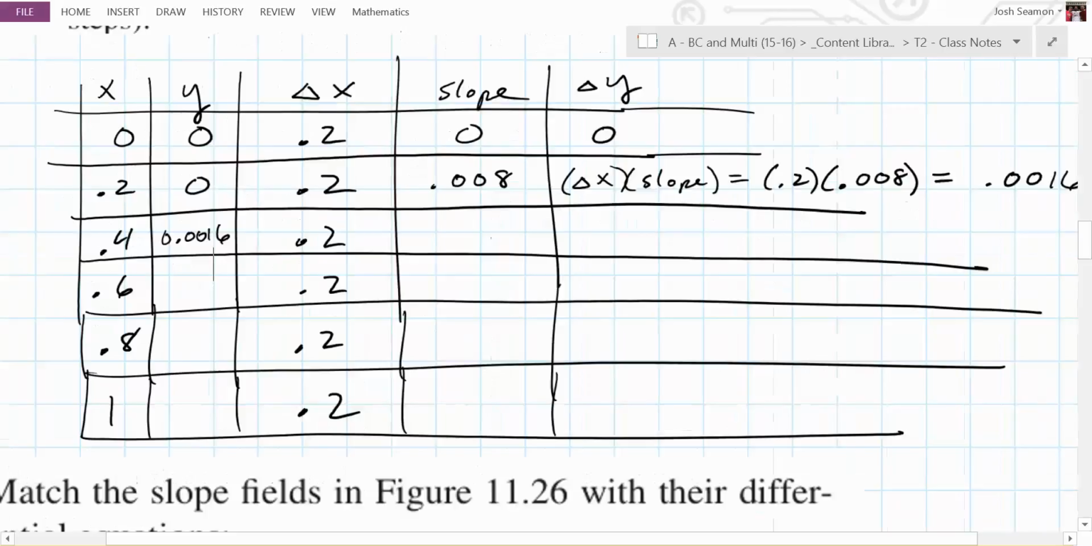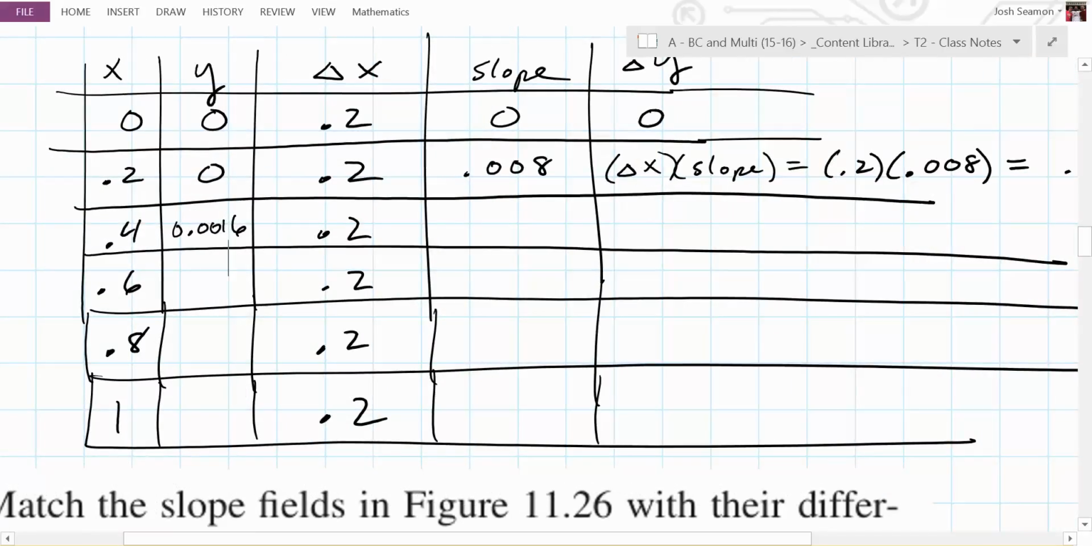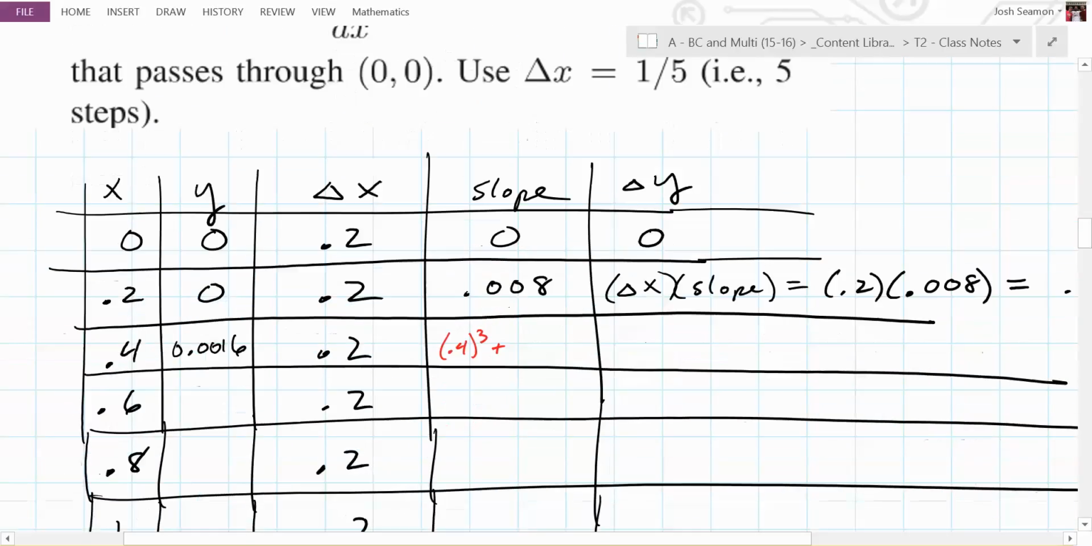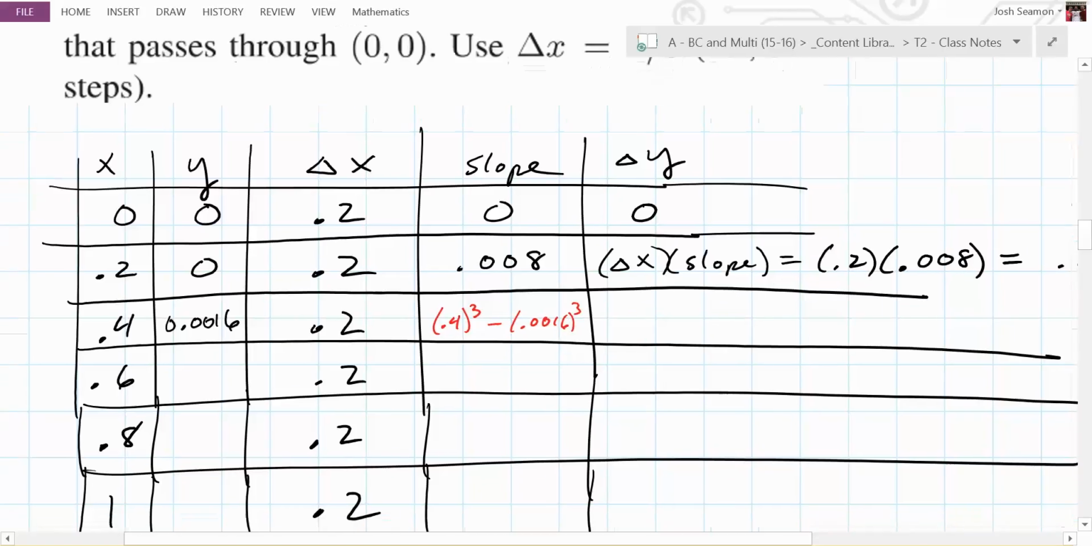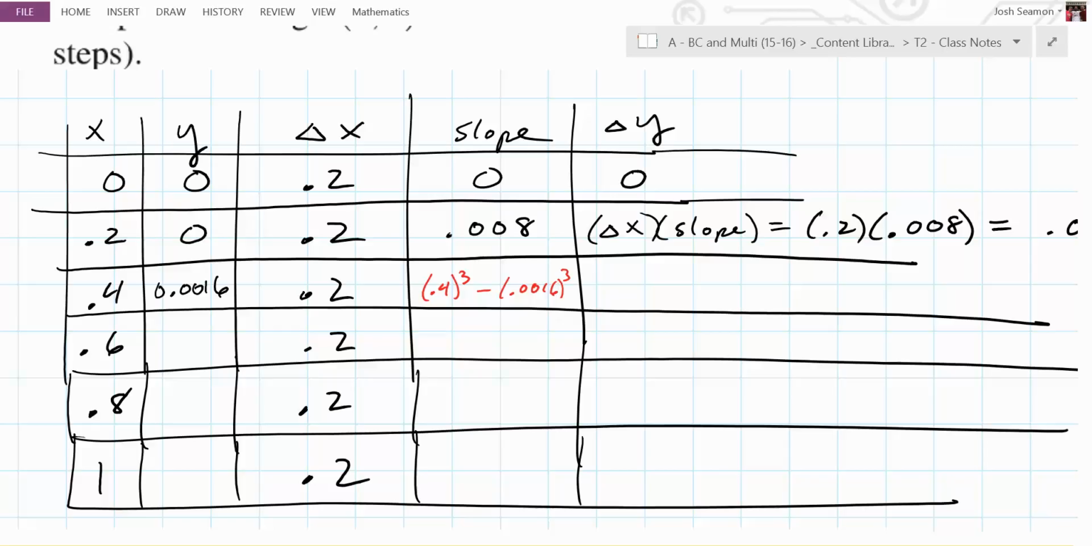0.0016, like that. So how do we find the slope at this point? It's going to be 0.4 cubed, minus or plus? Minus 0.0016 cubed. Can someone just tell me what that decimal is? 0.064. Is that correct? Do we get agreement on that? Everybody hold your calculator over your head right now. You have 10 seconds. Do we agree with this right here?